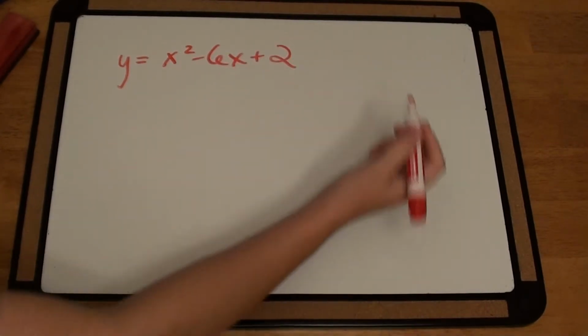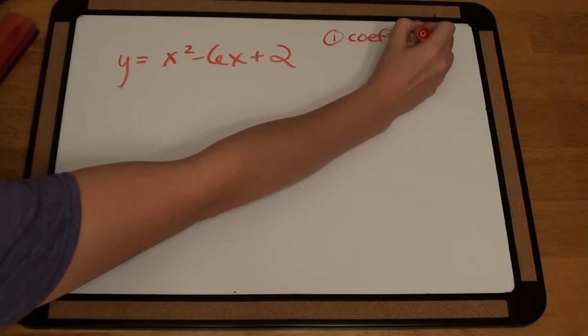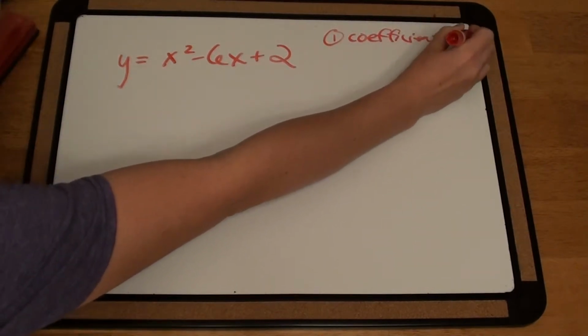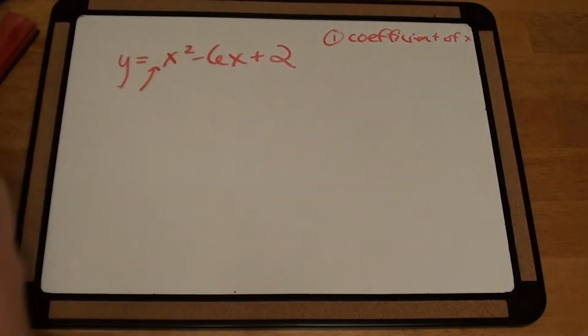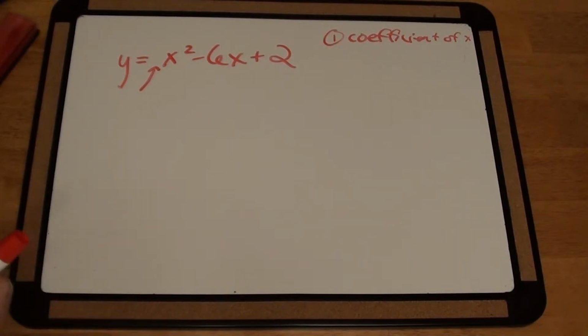First thing we have to check: 1, we have to check the coefficient of x. Okay, here is the coefficient of x. There is no number there. That's a good sign. So whenever that's 1, we can go on to the next step. If it's not 1, we would have to divide that out. We'd have to factor that out.